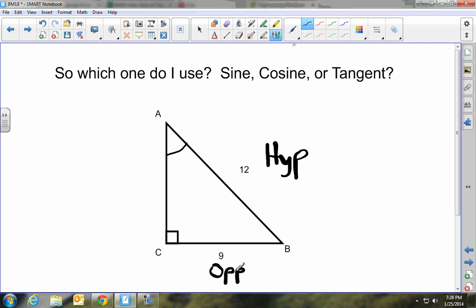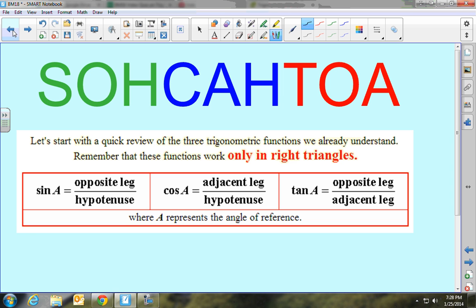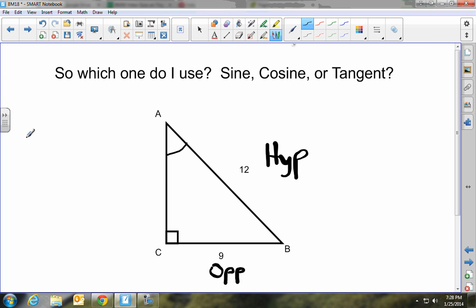Now, we have the opposite and hypotenuse. Let's flash back. Which one of our three ratios contains opposite and hypotenuse? Is it sine, cosine, or tangent? Well, it's easy to see opposite and hypotenuse is sine. So the sine of angle A is equal to the opposite over hypotenuse, and in this case that is 9 over 12. There you go. See how that works? The ancient Greeks have already done all the work for us.